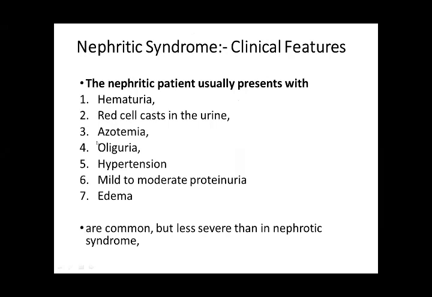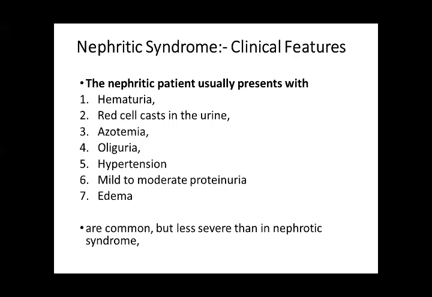Are you familiar with all the 7 features? Hematuria, yes, you are familiar. Red cell cast in the urine, we talked of that. Oliguria, you know it. Hypertension, you know it. Mild to moderate proteinuria, you know it. That is what I explained to you: mild to moderate proteinuria because of reduced size of the fenestra because of inflammation. And edema is there, but it is better. It has become better than in the nephrotic syndrome.